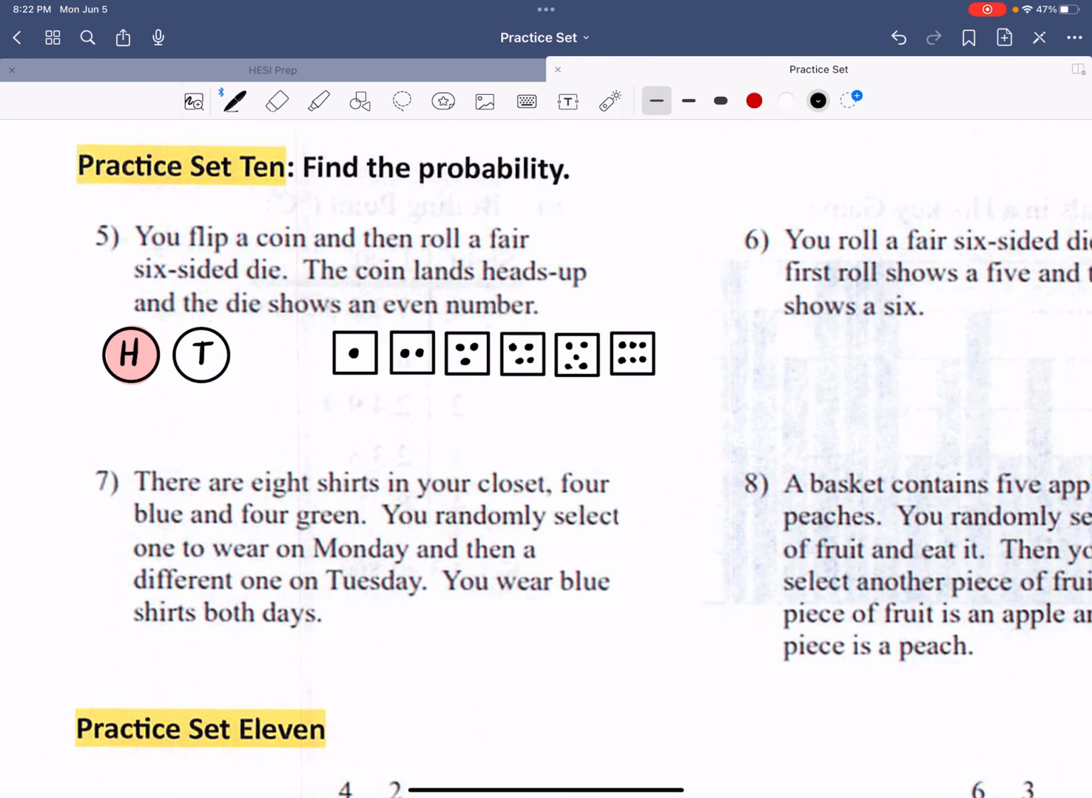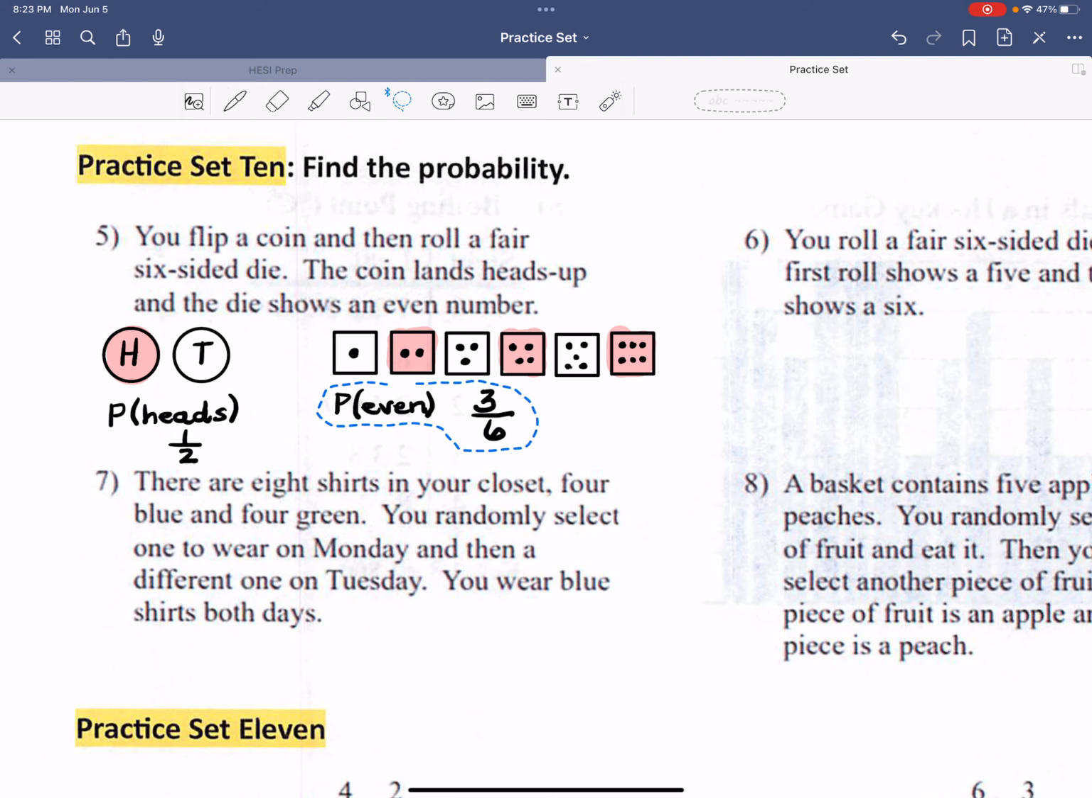And you want this one to land on an even number. So it could be the 2, the 4, or the 6. So on this coin, you have the probability of it landing heads up. That would be 1 heads out of 2 possibilities. And on the die, you want the probability of an even number. So there are 6 possibilities, 3 of them are even. So those are your individual probabilities.